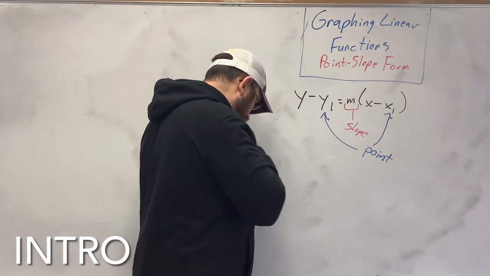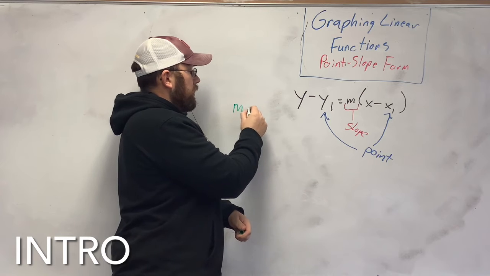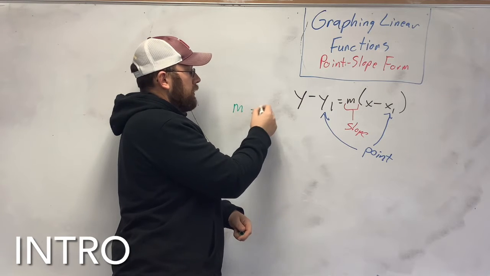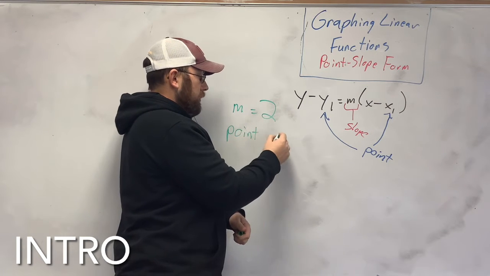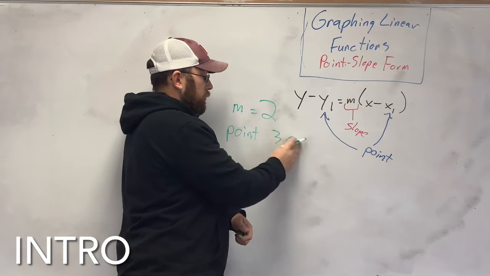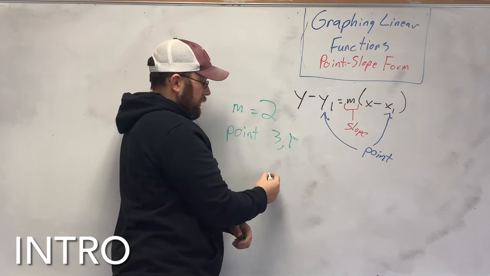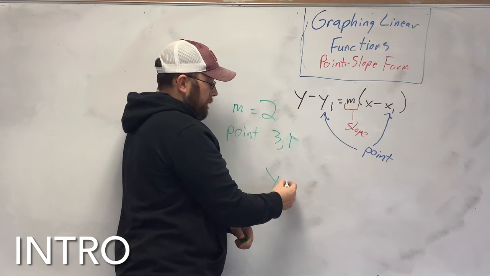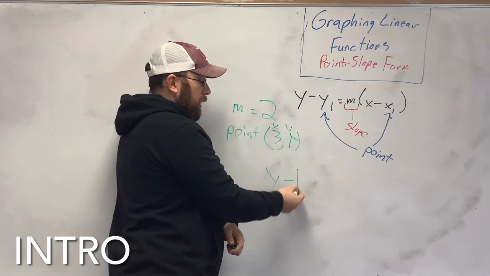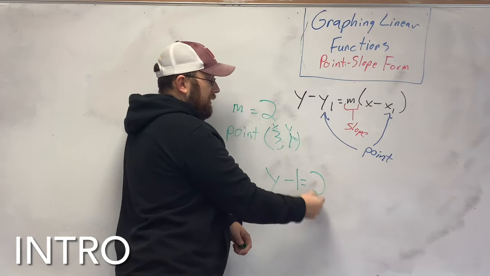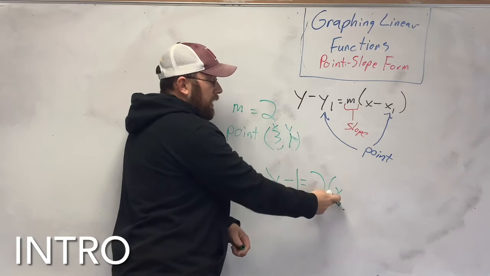So if I give you the point, if I say I have a slope of 2, and I have given the point 3, 1, all right? I'm gonna put it in here. So that'll give me y minus, so what's my y point? That's x, that's y. So minus my y point equals my slope times x.